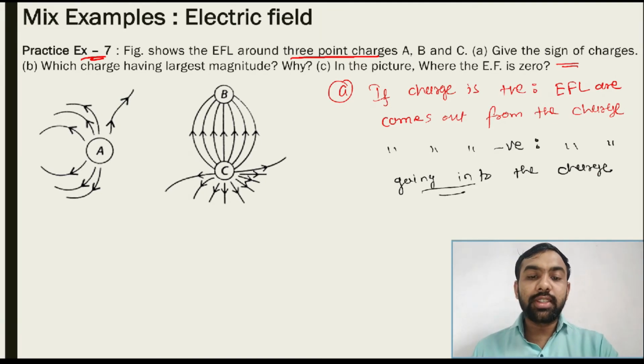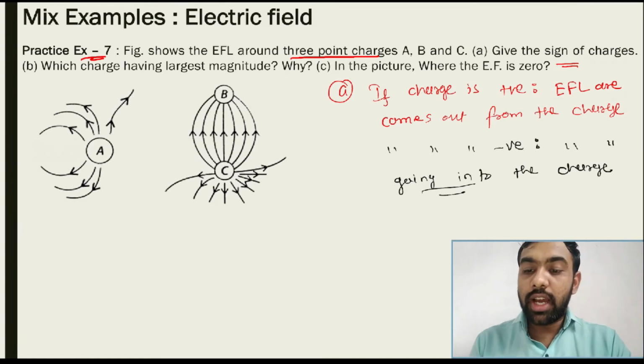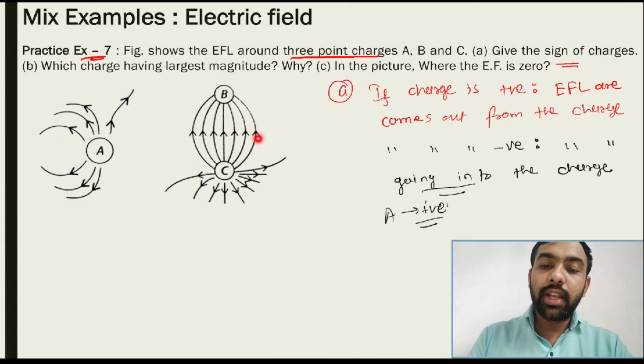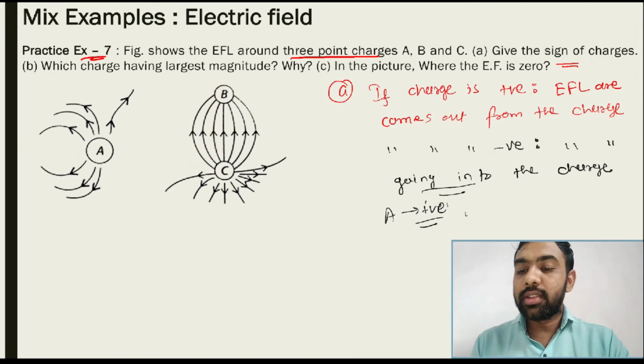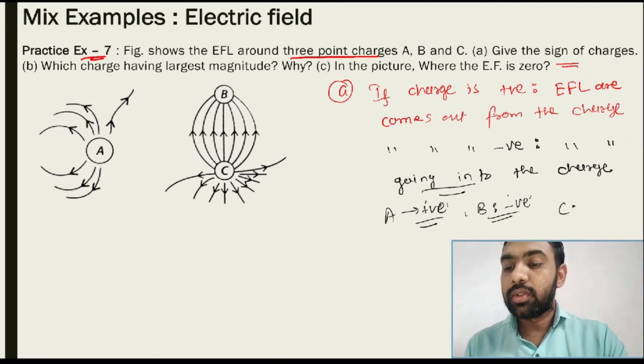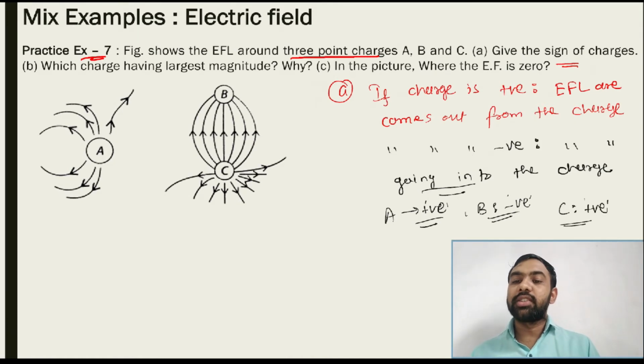Okay, so if you consider charge A, the electric field lines come out. So this charge A is positive. Okay, now charge B, so into this charge B the electric field lines enter. See, electric field lines are entering the charge, going into the charge. So B is negative, and for C again the electric field lines come out. So C is what? Positive. So A is positive, B is negative, and C is positive.